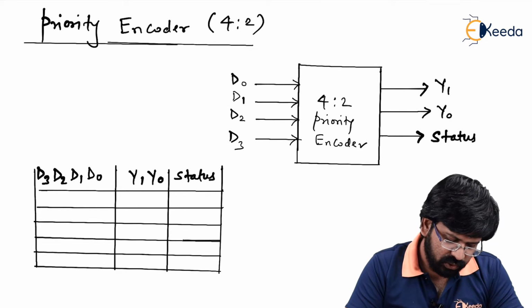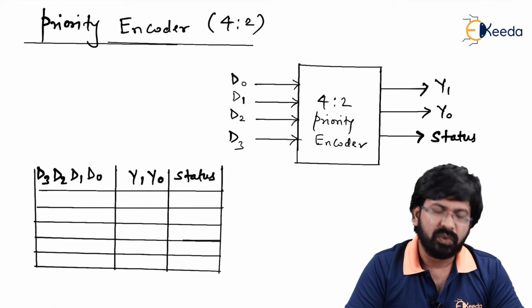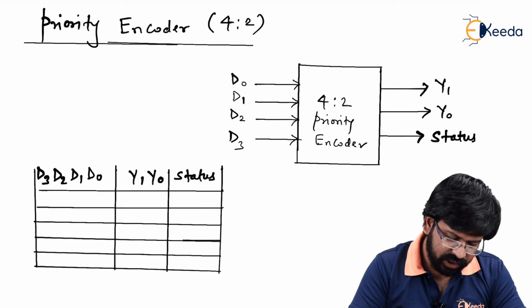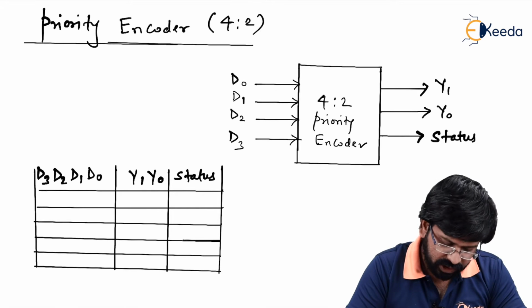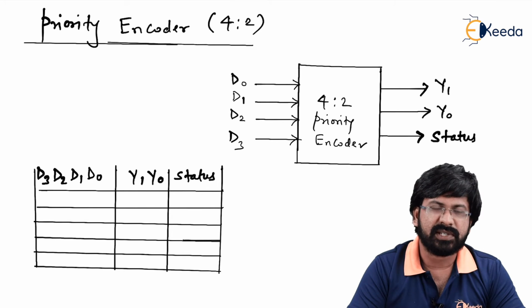As you can see, a 4:2 priority encoder means 4 inputs and 2 outputs. D0, D1, D2, D3 are inputs, Y1, Y0 are outputs, but there is one more extra output called status. We'll understand what the meaning of status is also.